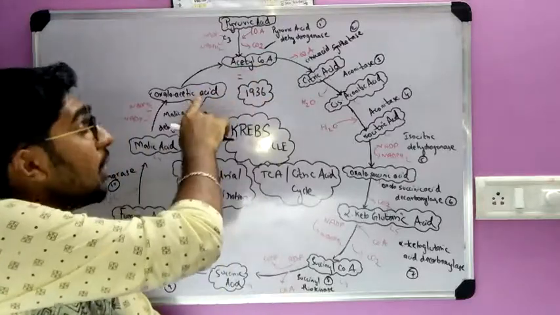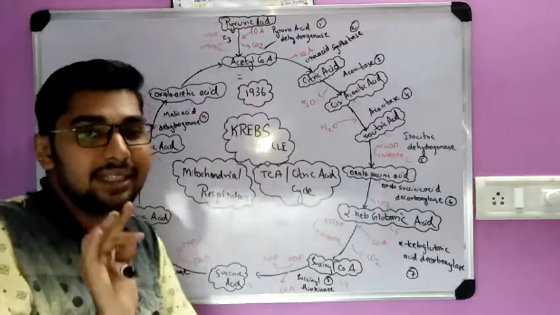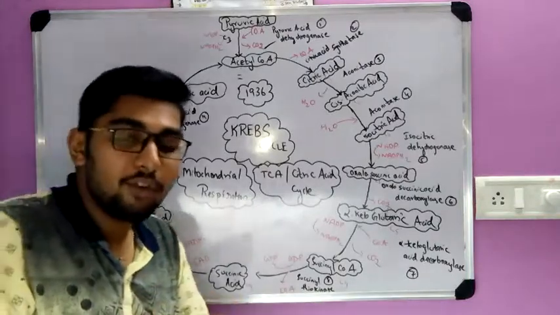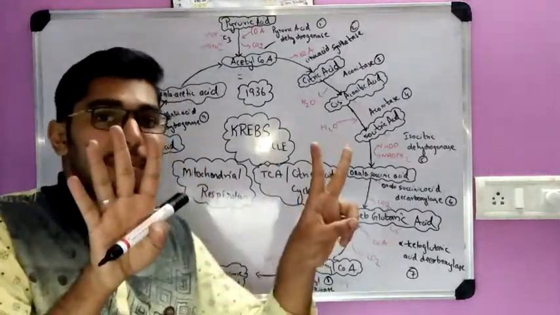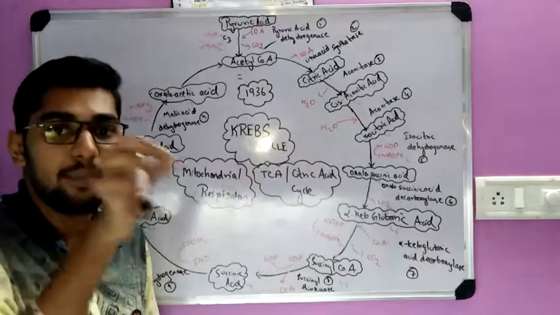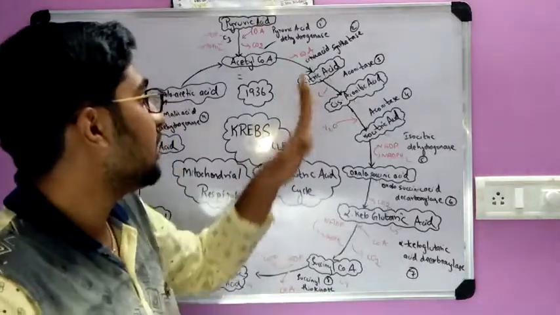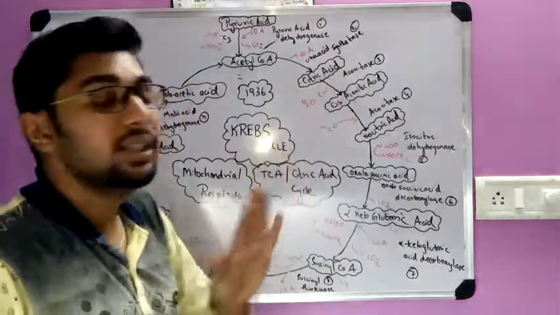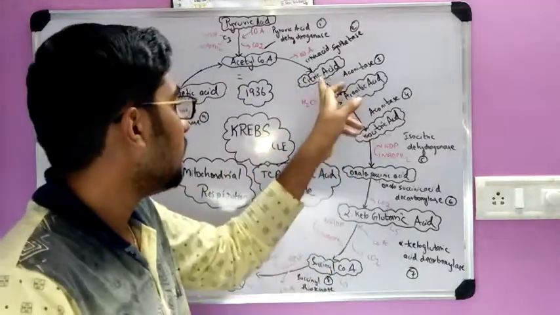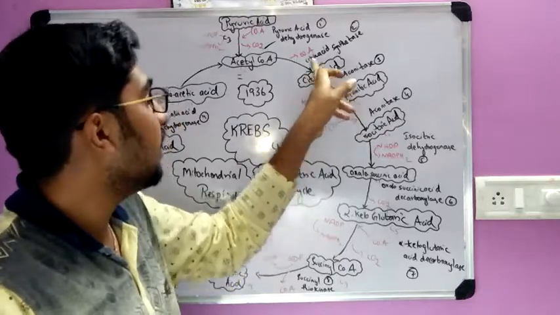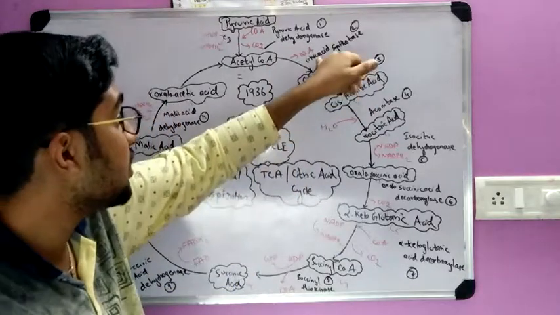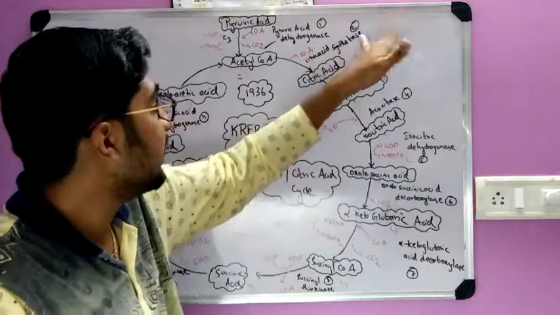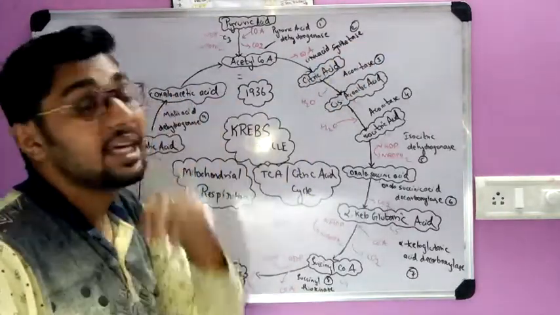It combines with oxaloacetic acid. Oxaloacetic acid is a four carbon compound. So when a four carbon compound and a two carbon compound combine, you'll get a six carbon compound, right? That is citric acid. 4 plus 2, it is citric acid. How does it come? In the presence of citric acid synthetase, you will get citric acid.